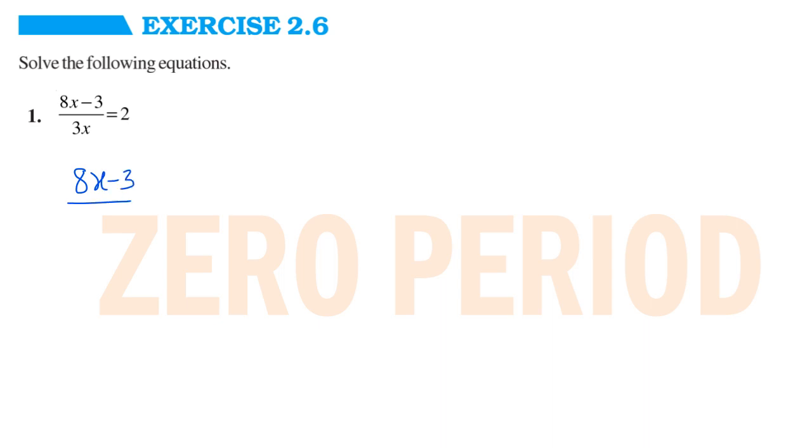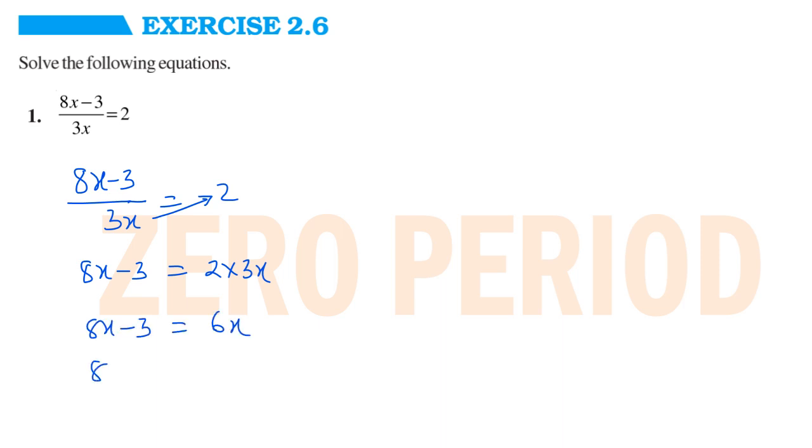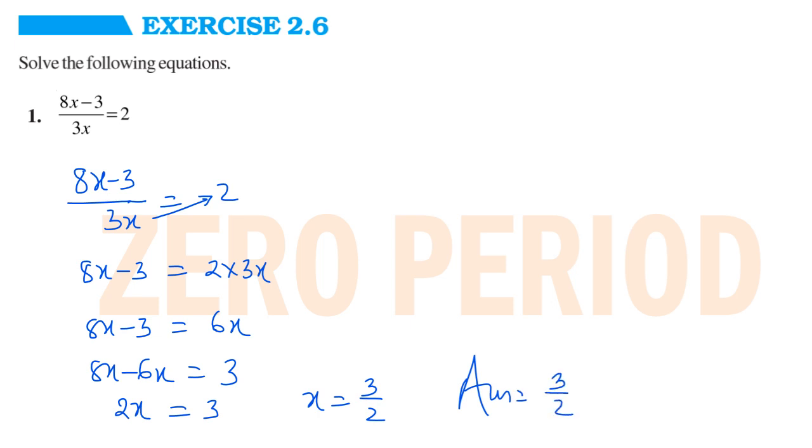8x minus 3 upon 3x is equal to 2, and if you transpose or cross multiply, whatever term you use, 8x minus 3 is equal to 2 into 3x, then 8x minus 3 is equal to 6x, then 8x minus 6x equal to 3. Here I transpose this 6x from right to left and this 3 from left to right. 8x minus 6x is 2x, 2x is equal to 3, therefore x is equal to 3 upon 2. Your answer of this question is 3 by 2.